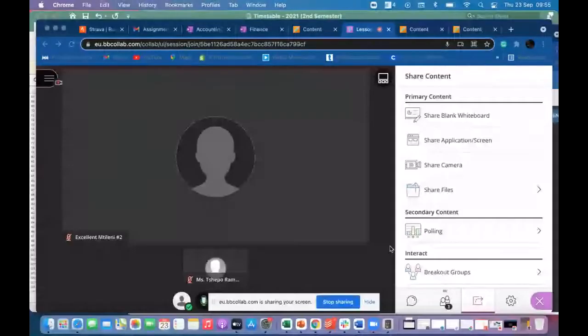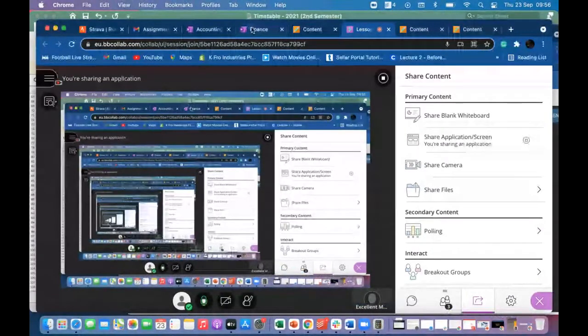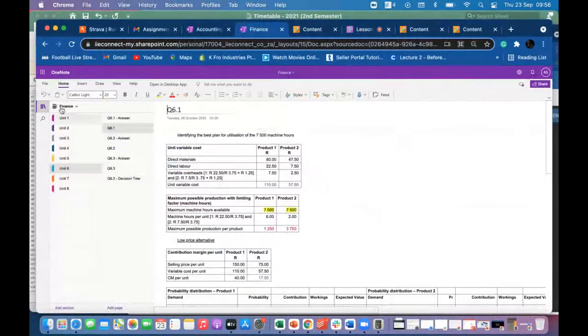All right, let me just share my screen with you guys, and then we'll just quickly touch up on what needs to happen here when it comes to learning unit 6.